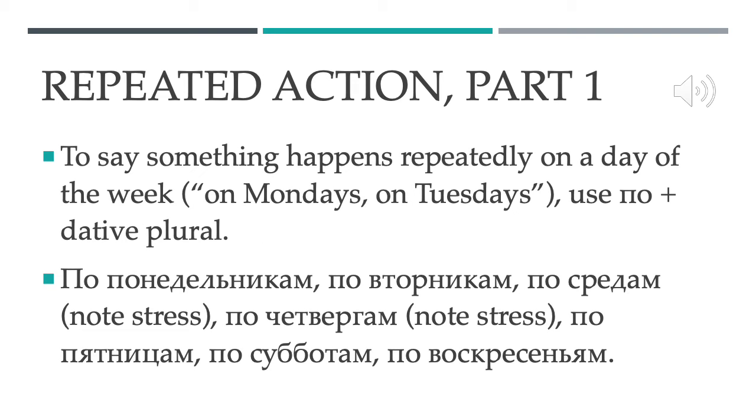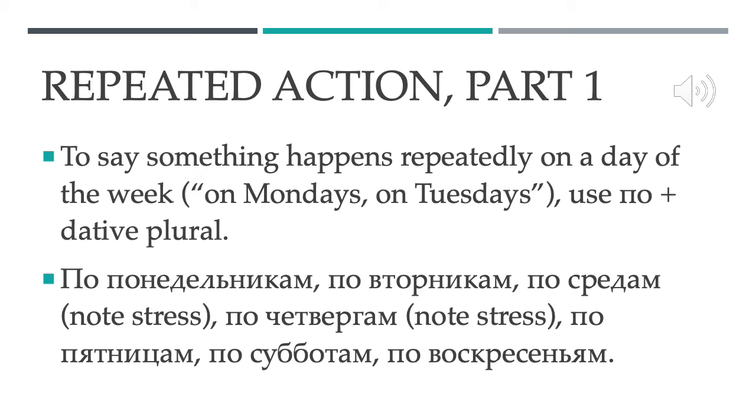What about if we wanted to describe repeated actions, like something happens on Mondays or on Tuesdays? There are a couple of ways we can do that. Let's start with the construction on Mondays or on Tuesdays. In that case, we're going to use по plus the dative plural, which again, I'm sure you remember really, really well. But just as a quick refresher, the dative plural endings for nouns are ам for hard stem nouns and ям for soft stem nouns. So let's look at it. По понедельникам, on Mondays. По вторникам, on Tuesdays.